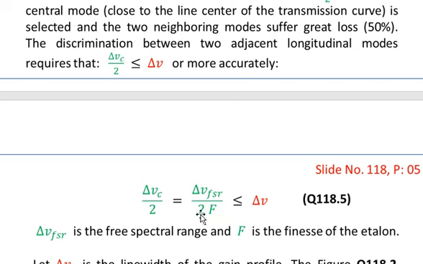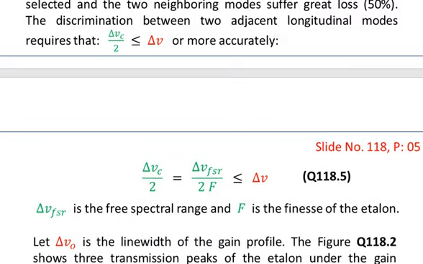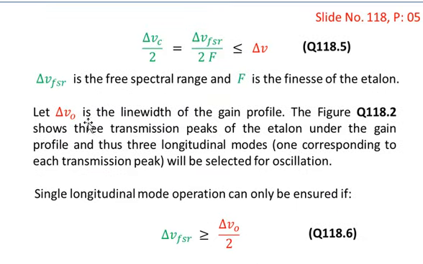The two quantities, the two terms in green, are related with the Etalon, and this term, which is red, is related with the separation between the two consecutive longitudinal modes. So this is related with the laser cavity. Delta nu FSR is the free spectral range, and capital F is the finesse of the Etalon.